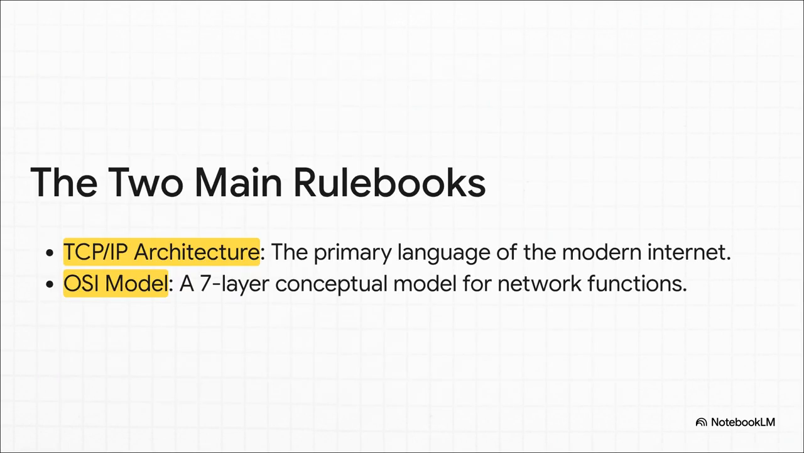Now, while there are a lot of rules, there are two main rule books we should know about. First is the TCP/IP model. This is the practical, day-to-day language of the internet. It's the one that's actually being used out there on the digital highways. Then there's the OSI model, which is more like a conceptual blueprint. It's a universal guide that helps engineers design and troubleshoot the whole system.